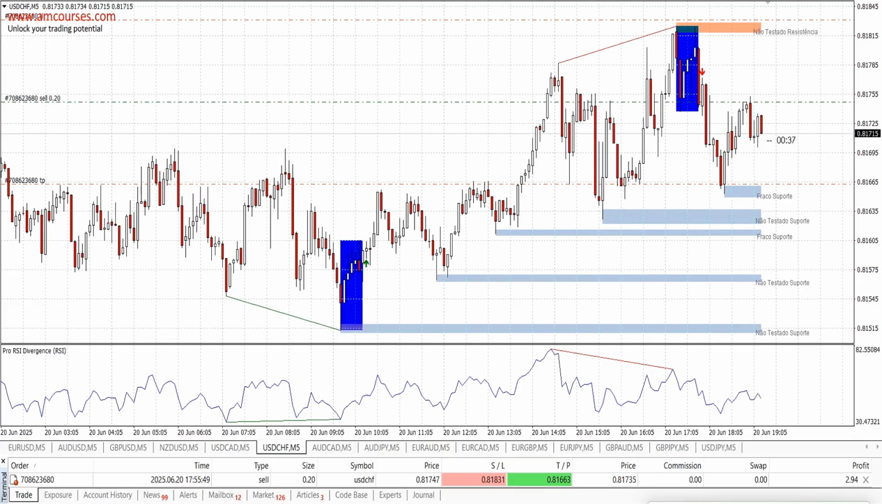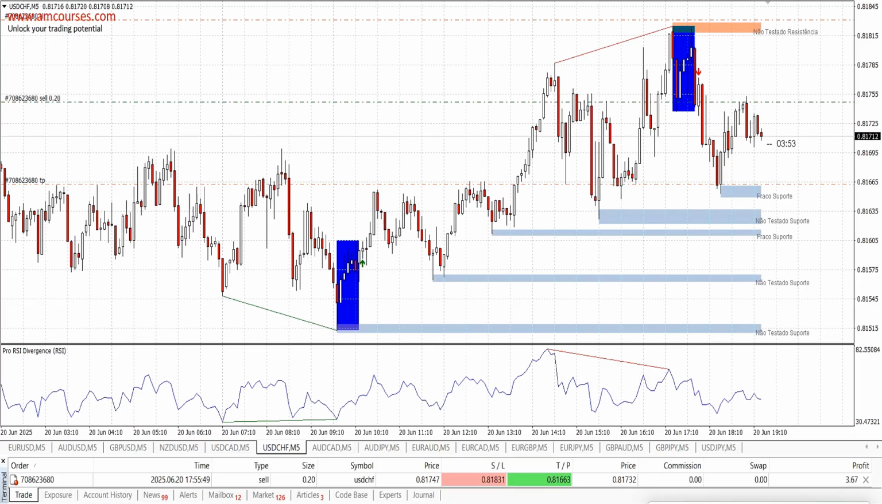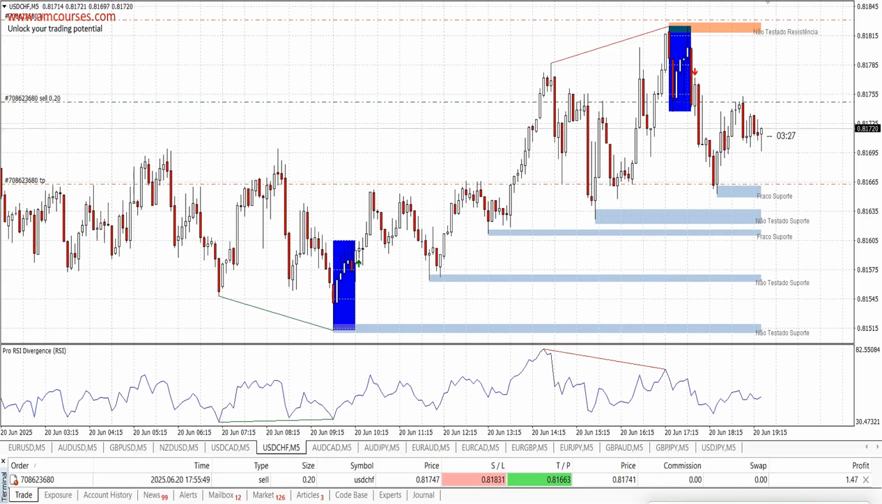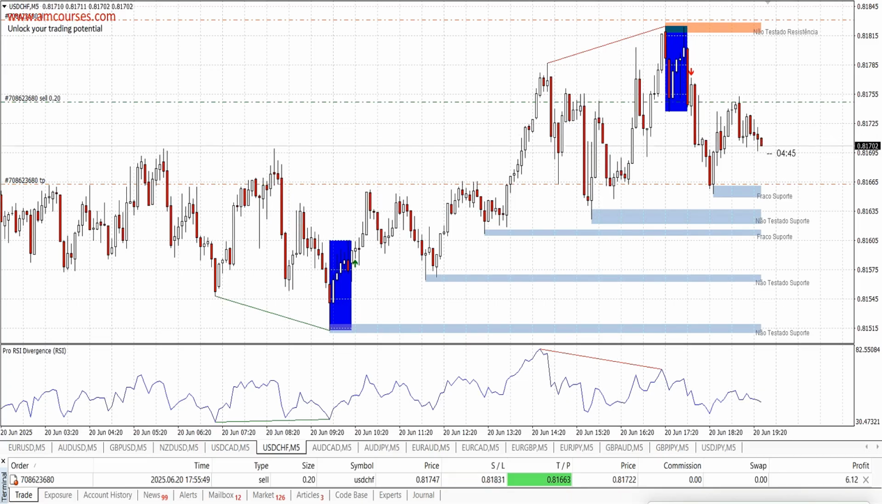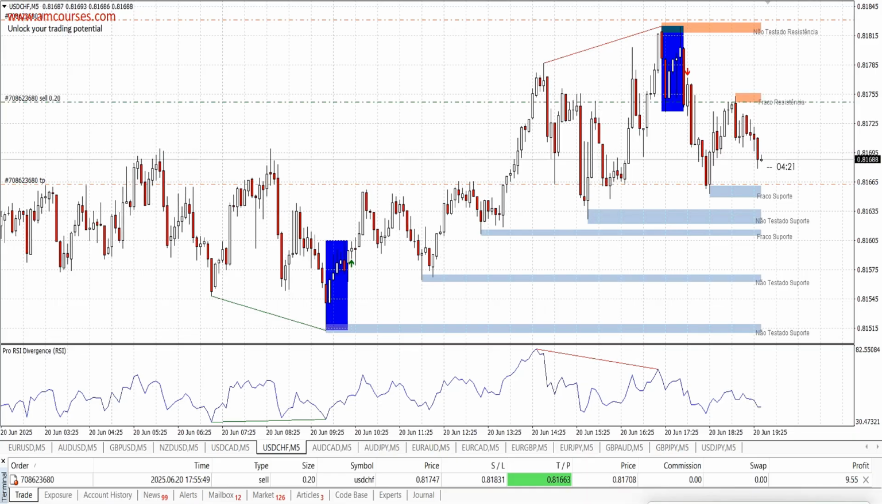Buy trade setup. Now let's talk about spotting a buy opportunity. Price is making lower lows, but the RSI is making higher lows. This is bullish divergence, a sign price might bounce up. A green arrow will appear on your chart. This confirms a possible reversal. Make sure price is near a support zone. If yes, you've got your buy trade setup ready.